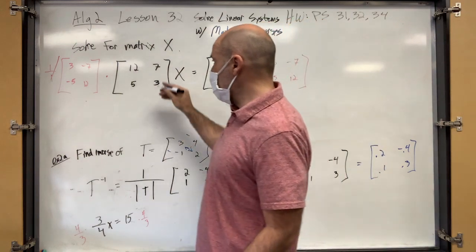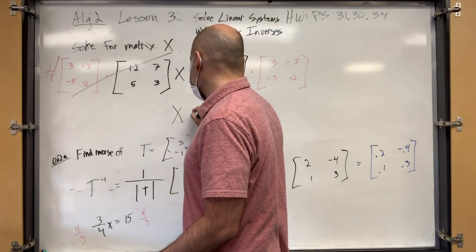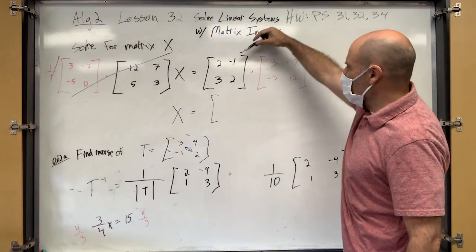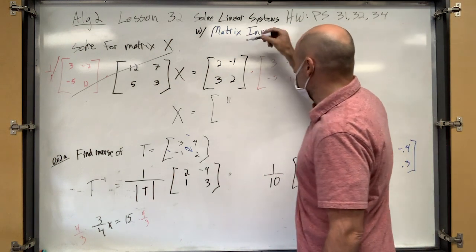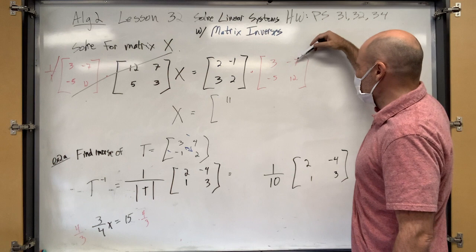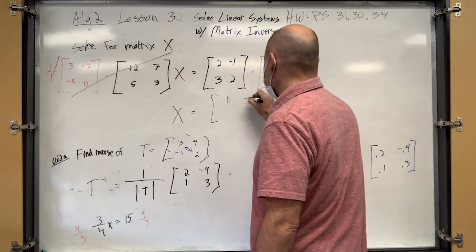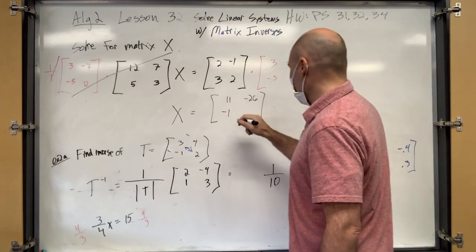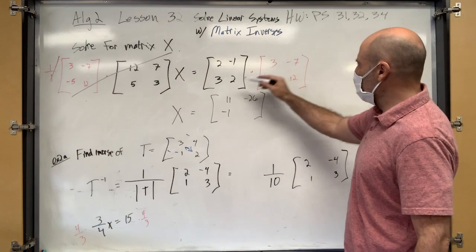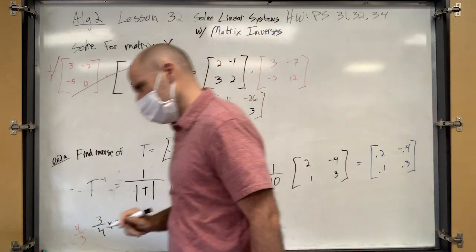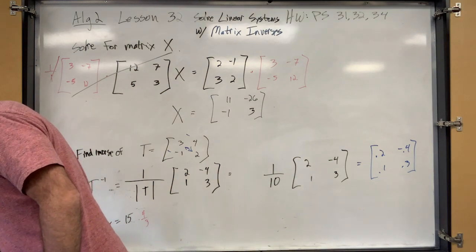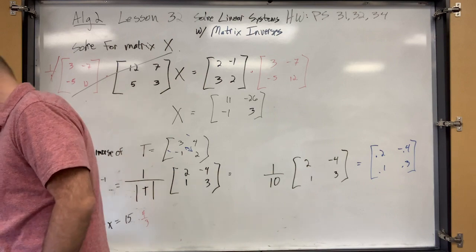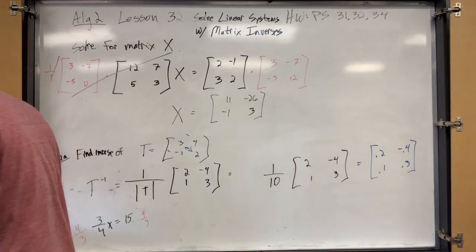And then we're done, because these will cancel, and you're left with matrix X equals, let's do this multiplication. 2 times 3 is 6, plus 5 is 11. 2 times -7 is -14, plus -12 is -26. 3 times 3 is 9, plus -10 is -1. 3 times -7 is -21, plus 24 is 3. Which is not what they got.